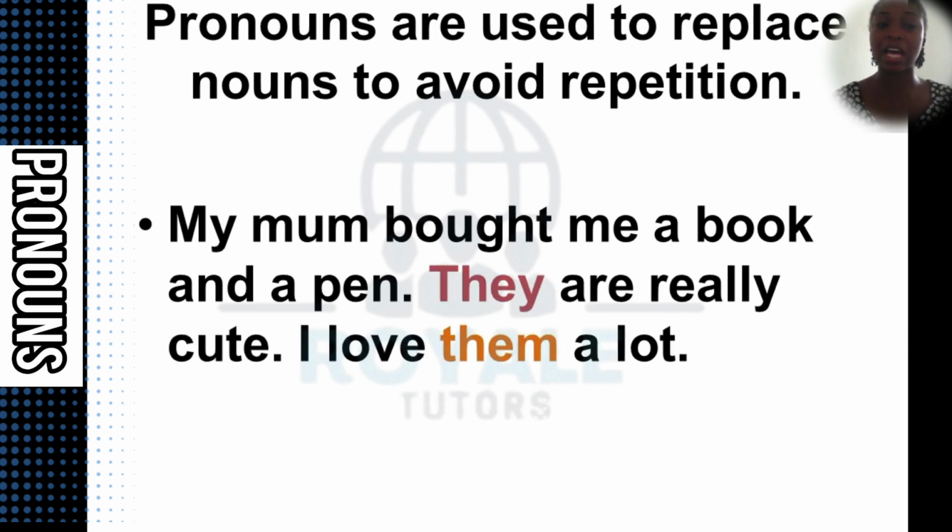My mom bought me a book and a pen. They are really cute. I love them a lot. So in this example, we have replaced a book and a pen with pronouns, not just one pronoun this time around. We replaced with the pronoun they and then another pronoun them. So you can see it makes your sentence smooth, and it reduces repetition. So my mom bought me a book and a pen. They are really cute, referring to the book and the pen. I love them a lot, also referring to the book and the pen.